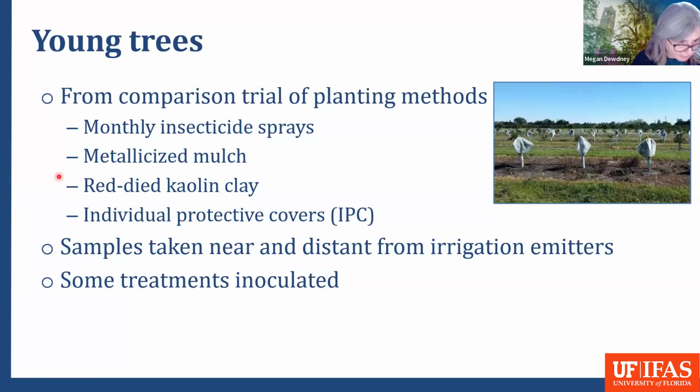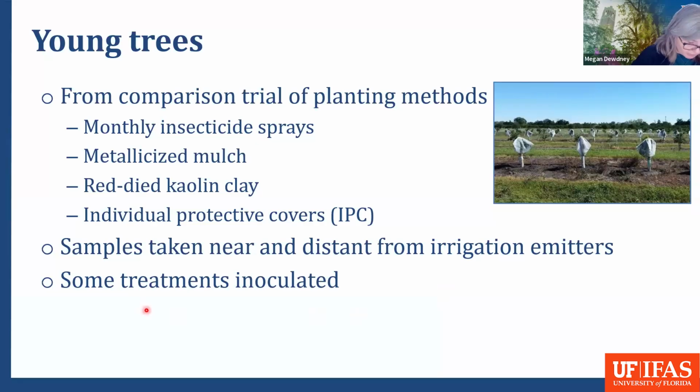We were looking at planting methods. Talked about this before. We had a bunch of different treatments. We had monthly insecticide treatments. We used metallicized mulch with or without insecticides, red dyed kaolin, and then individual protective covers. The only part of this I'm going to talk about today is our phytophthora results. And we took samples when we were looking at phytophthora, both near and distant from the irrigation emitters.